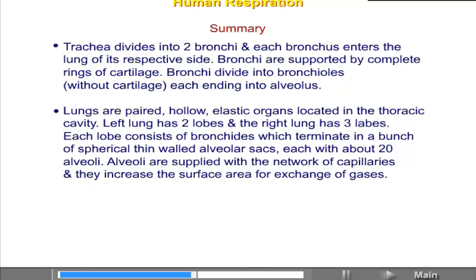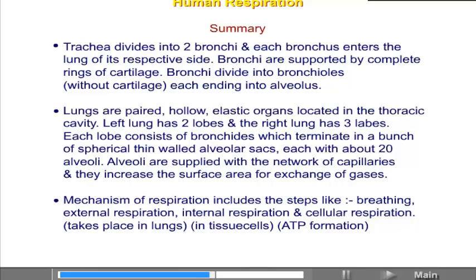Each lobe consists of bronchioles which terminate in a bunch of spherical thin-walled alveolar sacs, each with about 20 alveoli. Alveoli are supplied with the network of capillaries and they increase the surface area for exchange of gases. Mechanism of respiration includes the steps like breathing, external respiration, internal respiration, and cellular respiration. External respiration takes place in lungs, internal respiration takes place in tissue cells, and cellular respiration is ATP formation.